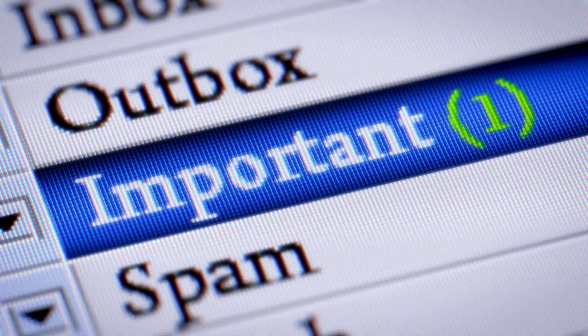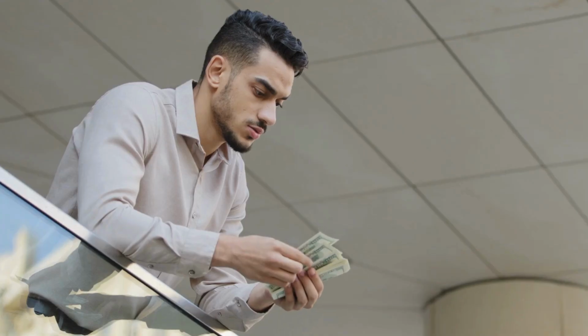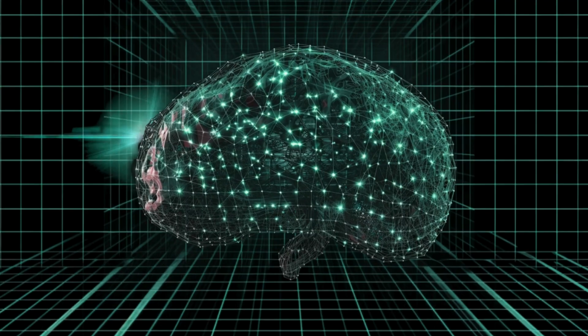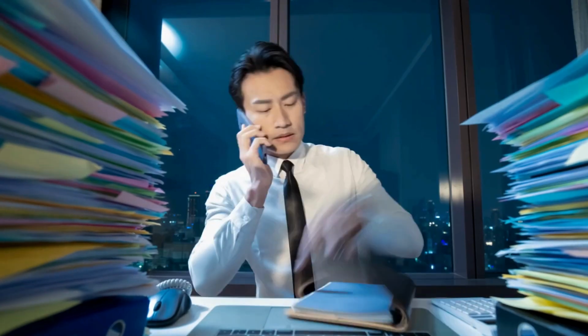But here's the important part. Automation only works if the content is good. If your lead magnet is weak or your emails have no value, no amount of fancy workflows will save you. Think of automation as an amplifier. It makes good content work harder and faster, but it can't fix bad content. Keep that in mind as we move forward.